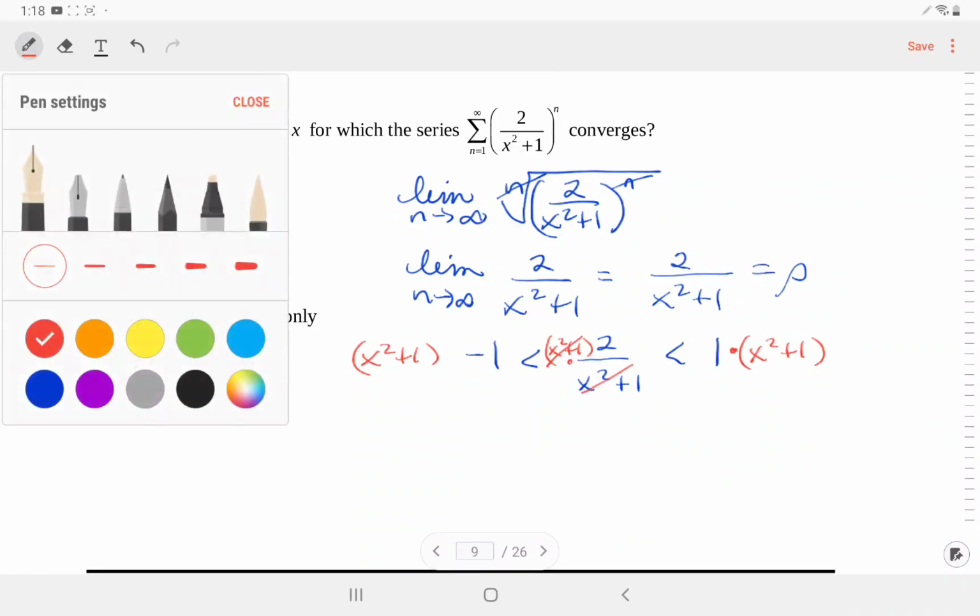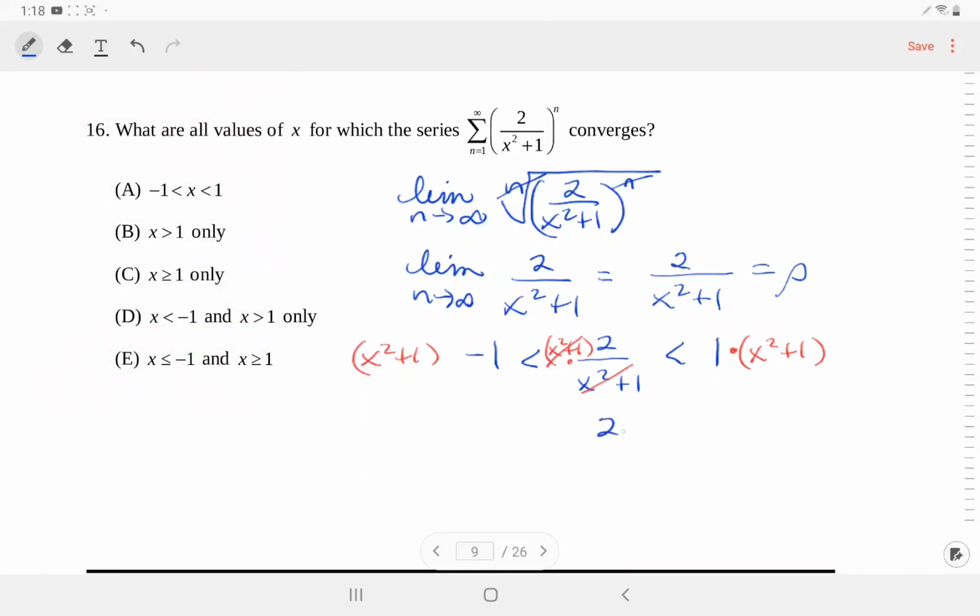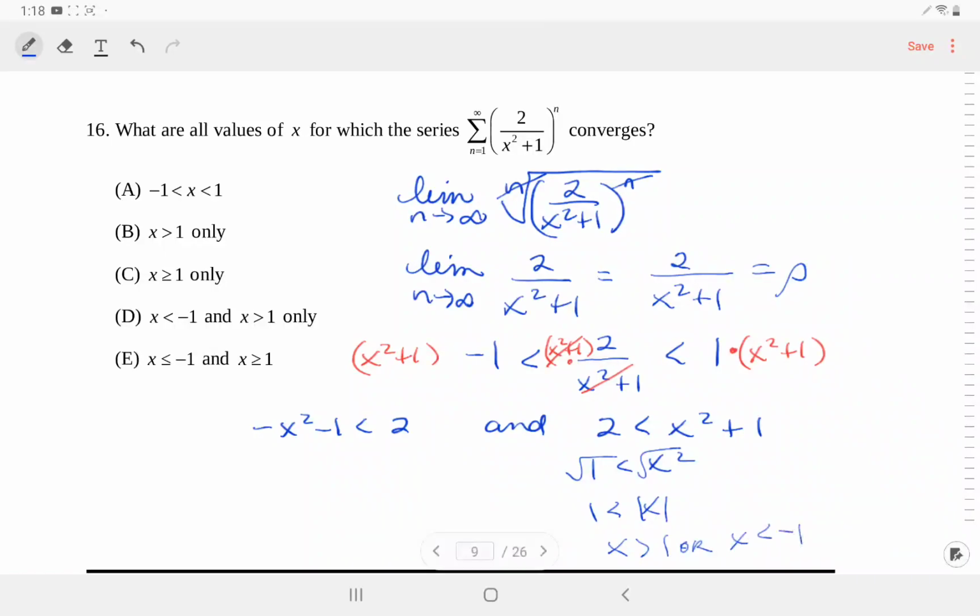I don't like how I'm solving it. I might change my mind in a minute. 2 is less than x squared plus 1. I'm going to just separate them. Negative x squared minus 1 is less than 2. X squared greater than 1. Square root, absolute value. X greater than 1 or x less than negative 1.